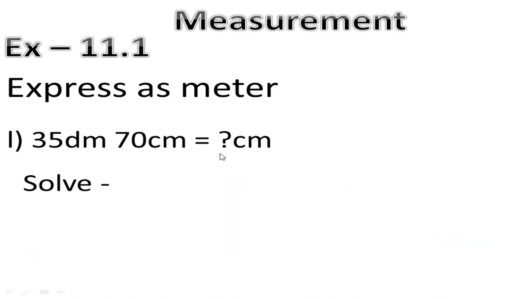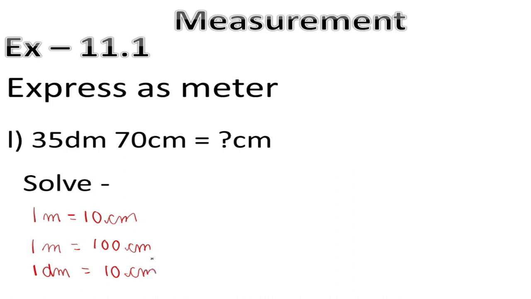Next question is 35 decimeter and 70 centimeter. As we all know, 1 meter equals 10 decimeter and 1 meter equals 100 centimeter. So to convert, we will first convert 35 decimeter to centimeter and then add 70 centimeter to it and then convert it to meter. So 1 decimeter equals 10 centimeter. So we will multiply 35 by 10.